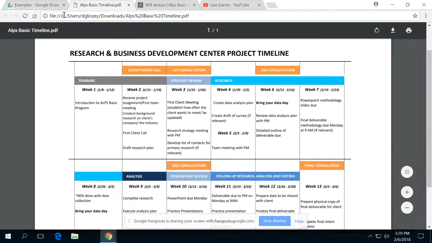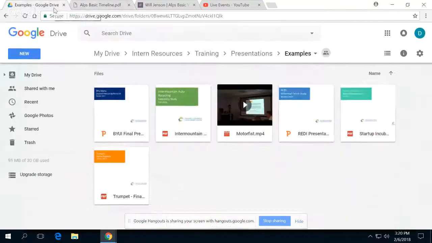I want to go over something really quick about that methodology. In your intern resource folder, inside the training folder and then the presentations folder, is a folder called examples. Inside this folder is a bunch of examples of presentations. In ALPS Basic, we don't have a write-up, which we do in advance, so that's really nice. You guys don't have to do that.